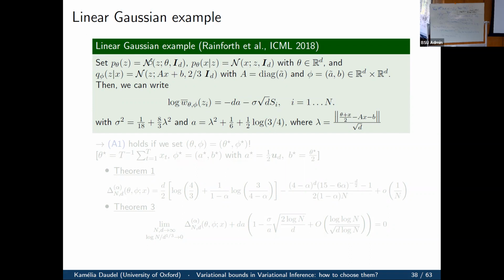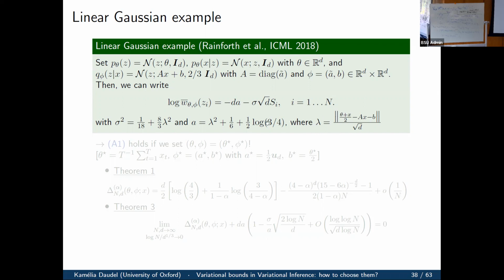What is important is that if I use this kind of formulation, if I choose my model to be like this and my variational approximation to be like that, then I can say that my relative weights will be approximately log normal, meaning that I can write them under this form where the SI is the one from before, and I can identify sigma squared and A. And they depend on this lambda. You don't really need to get too much understanding of that.